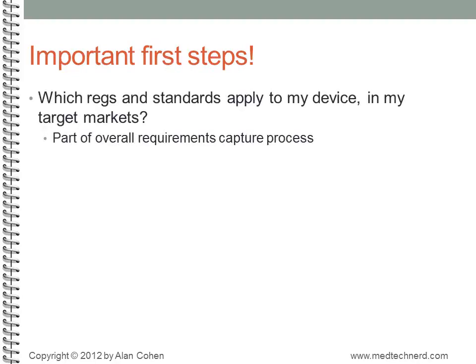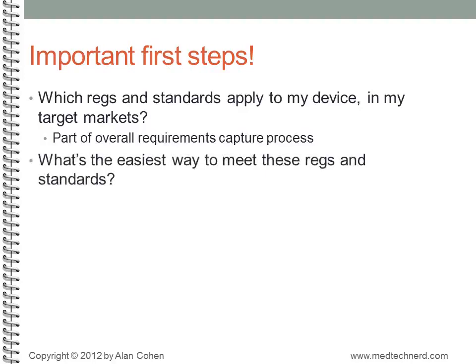First off, we should determine which regulations and standards apply. We can think of these as requirements, just like the product's size, power source, reliability, and so forth. Identifying applicable regulations and standards is really just a specialized part of the requirements capture process. We should also have a strategy for meeting these regulations and standards as easily as possible, with a minimum of expense, paperwork, and overhead time.